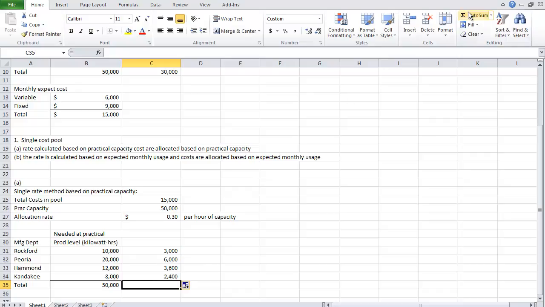And then we'll total this, and this should equal the 15,000 that we started with. So if we were going to spread out these costs based on kilowatt hours in a single rate method, that is how they would break down.